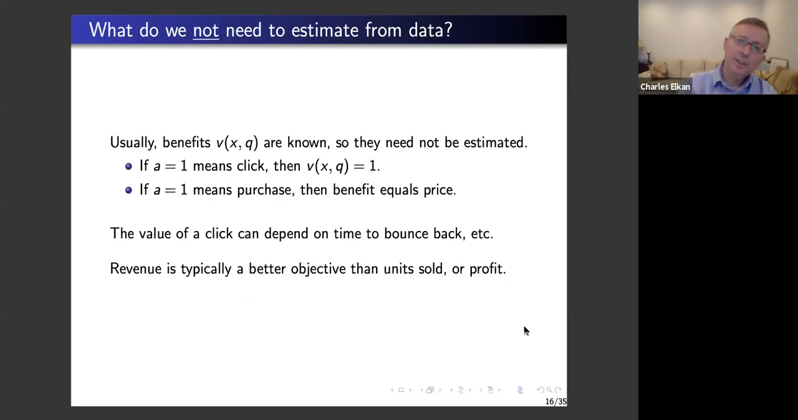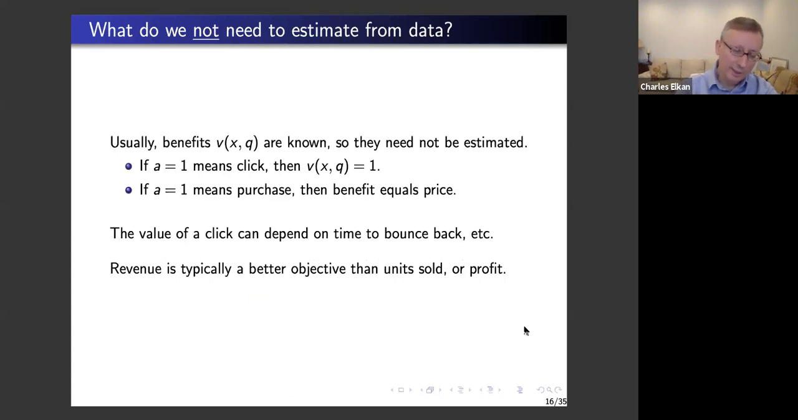So what do we need to estimate from data? What do we not need to estimate from data? Usually the benefits are known, so we don't need to estimate them. If we wanted to maximize clicks, then the value of every click is just 1. And if we wanted to maximize revenue, then the action would mean purchase, and the benefit would equal the price of whatever was being purchased. And the sum of all these prices equals the revenue.